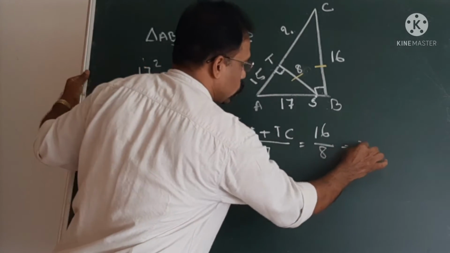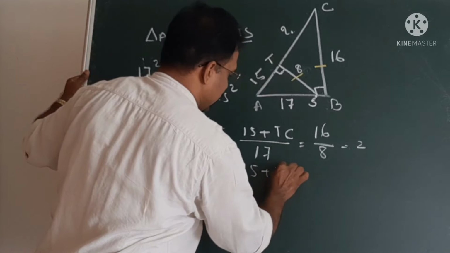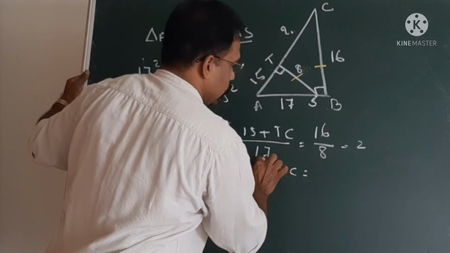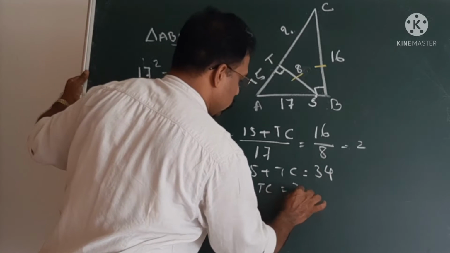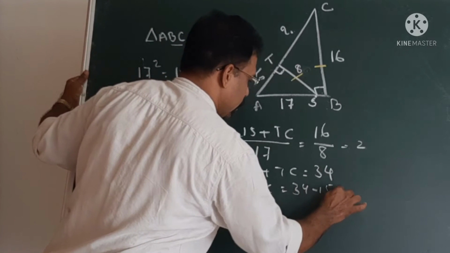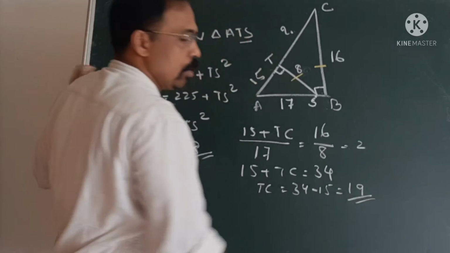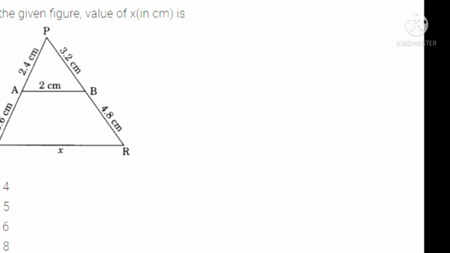16 by 8 is 2. So 15 plus TC is equal to 17 into 2 is 34. Therefore TC is equal to 34 minus 15, that is equal to 19. So the answer is 19.